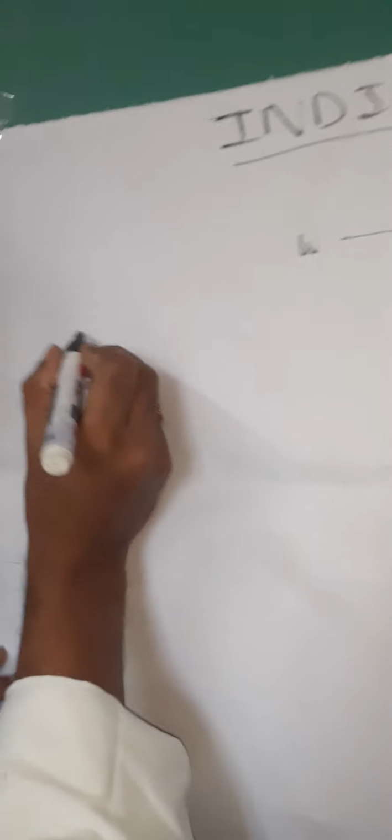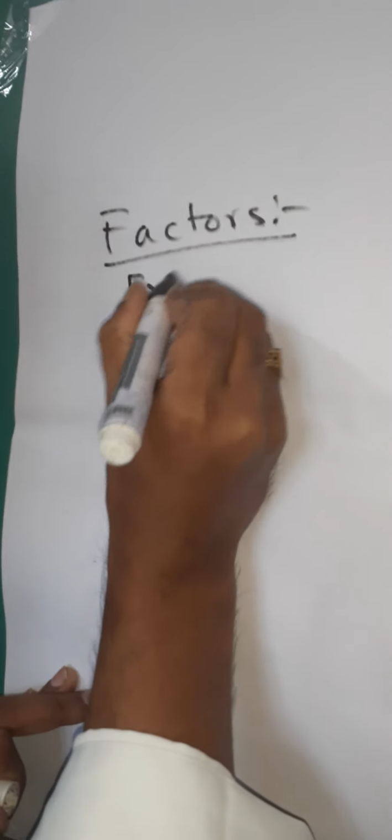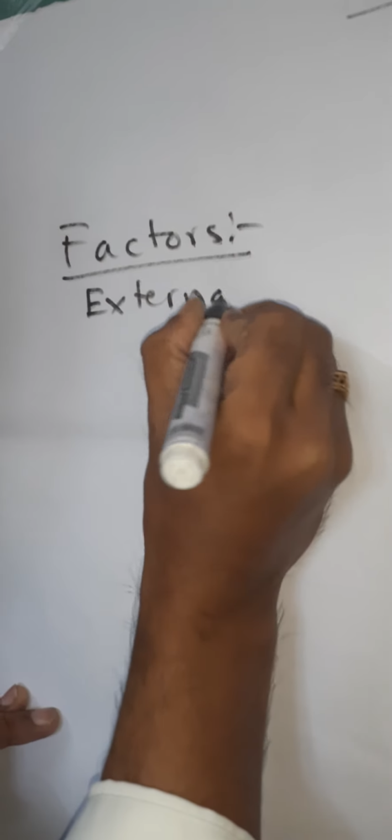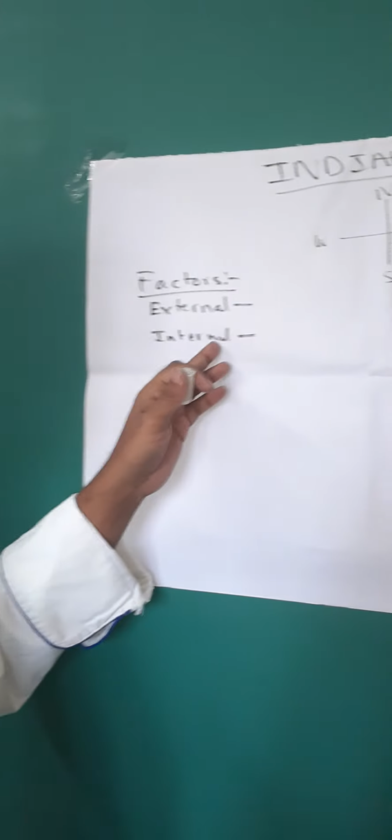So what are the factors? Broadly, if we divide, we have two factors. First one is external, and the next one is internal. So we have basically two factors which determine the food of a particular place. So we have external factors and we have internal factors.